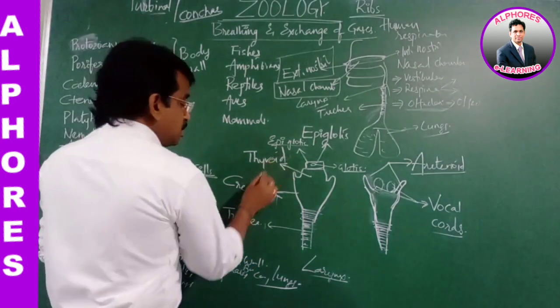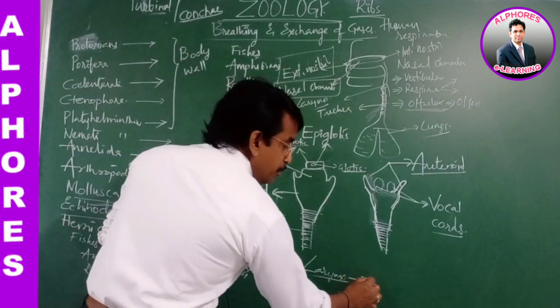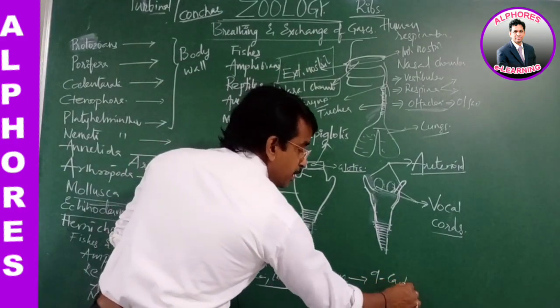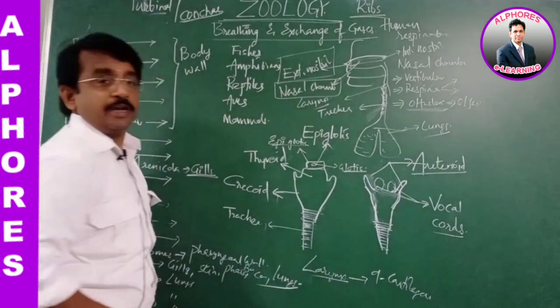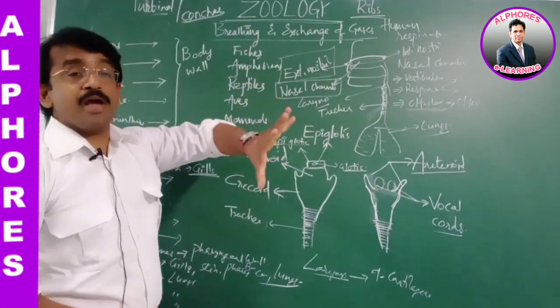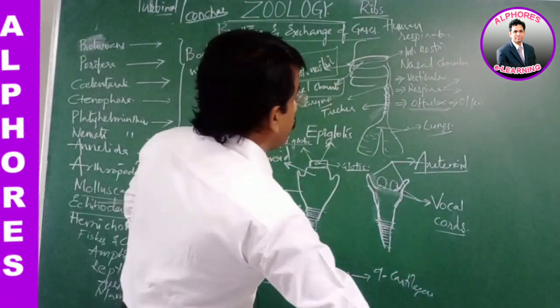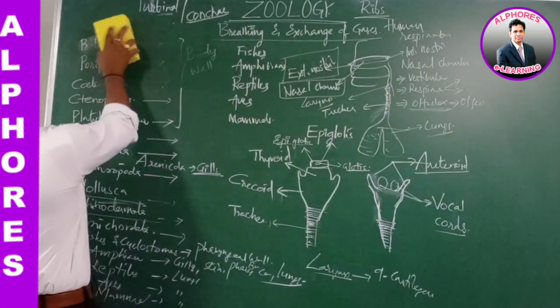Generally, the larynx is a sound producing organ made up of 9 cartilaginous plates, which include both paired as well as unpaired.